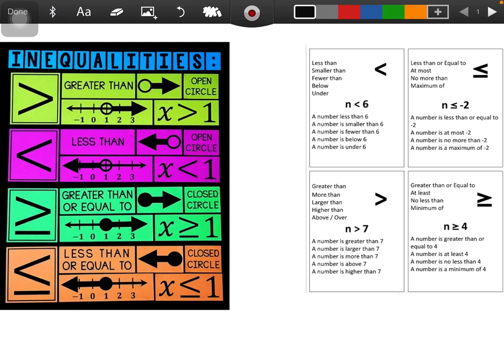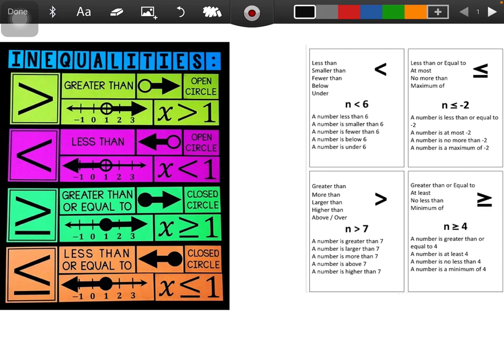Okay guys, we're going to look at some inequalities today. These are two cheat sheets that I've put in your assignment. You need to make sure that you pay attention to them and understand what they do, etc. Today we're going to focus on graphing and then creating our inequality statement.